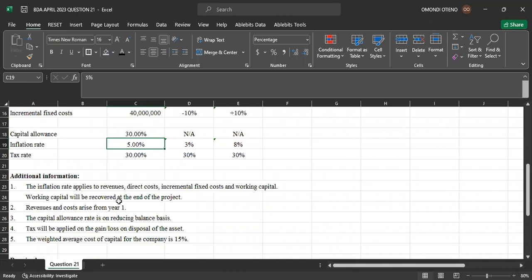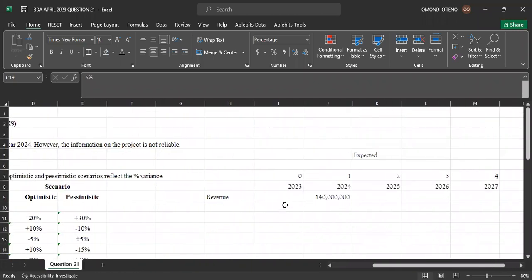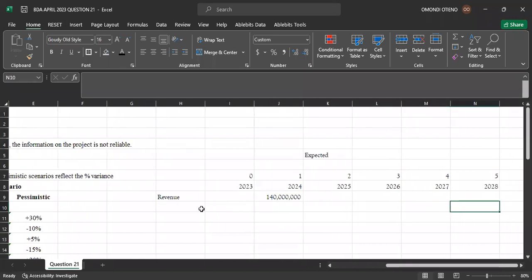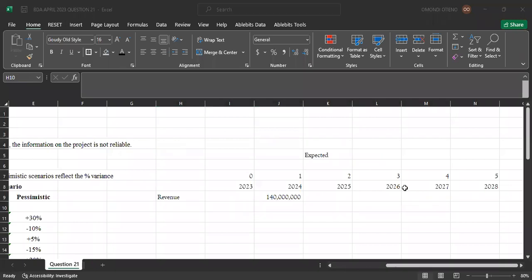Working capital will be recovered at the end of the project. So it is automatically telling us that the working capital, of course, we are going to charge it here as an expense at period 0, that is the initial time, year 1, year 2, year 3, year 4. Then at year 5, we recover everything that was spent in the name of working capital.